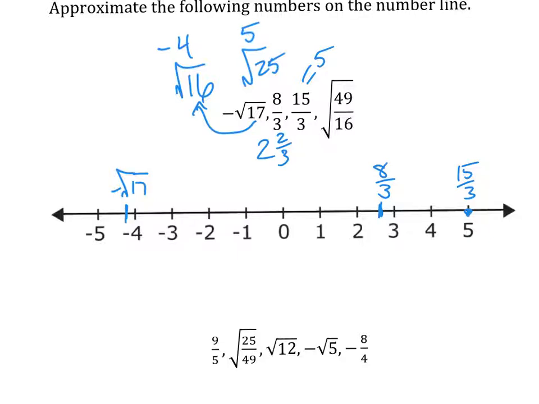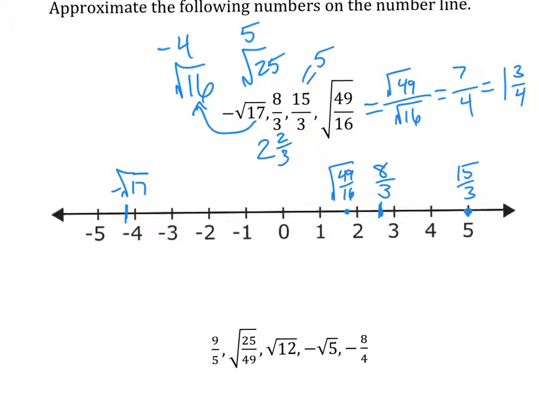Okay, now this one's a little bit trickier. We have the square root of 49 over 16. Well, if we have the square root of two perfect squares being divided by each other, this is really the same as taking the square root of 49 and then dividing it by the square root of 16. Then we can just simplify that. The square root of 49 is 7, and the square root of 16 is 4. So here we have 7/4, and then we can put that into a mixed number. 4 goes into 7 one time, with 3/4 left over, so 1 and 3/4. So about right there is where we're going to put the square root of 49 over 16. And that's those four numbers on the number line.